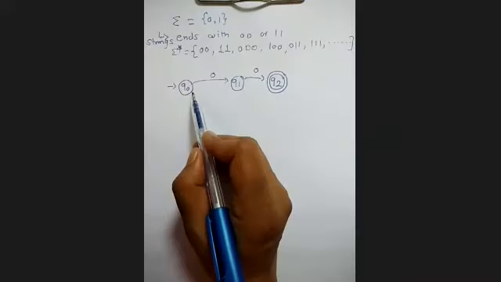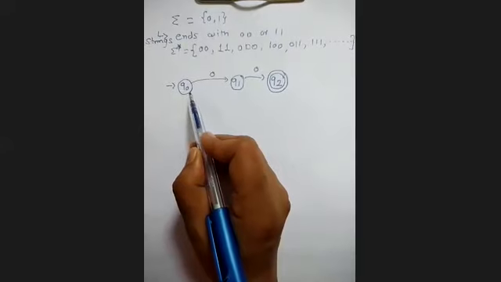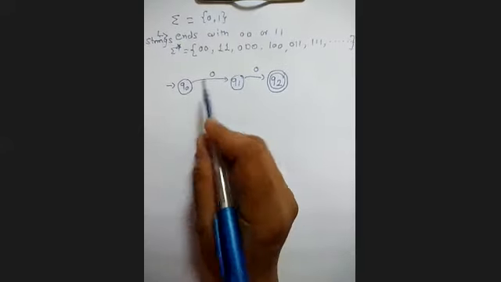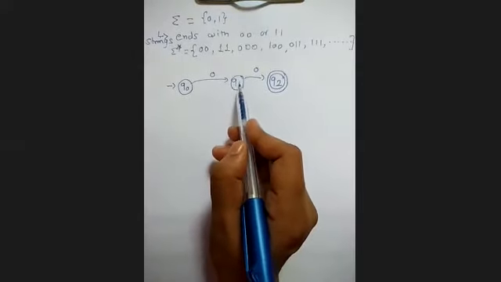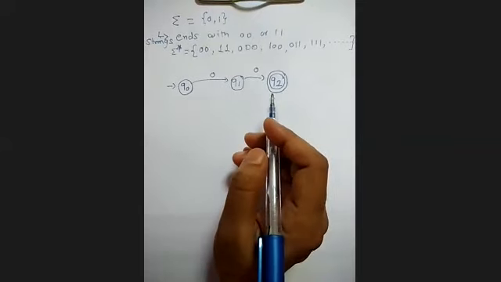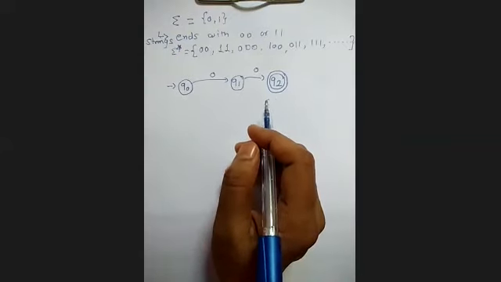Ma'am, Q0 on transition will go to Q1, no? If we take 1. What will be the problem on 1 if Q0 goes to Q1? See what the problem will be: then it will also accept 1, 0, no? If I give the input as 1, 0, Q0 on 1 will go to Q1, and Q1 on 0 is already there to Q2. We don't want that, no? We don't want to accept 1, 0 or 0, 1. Is it clear? Yes, ma'am.